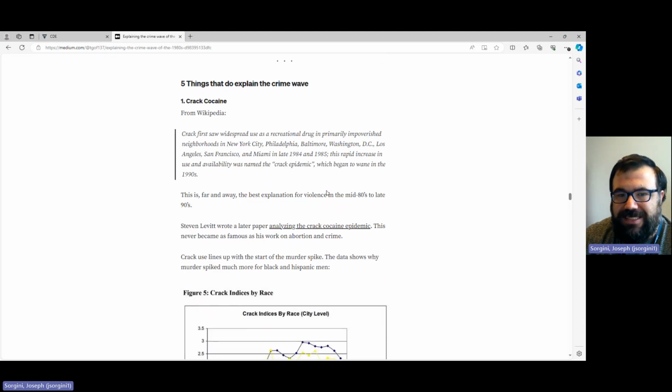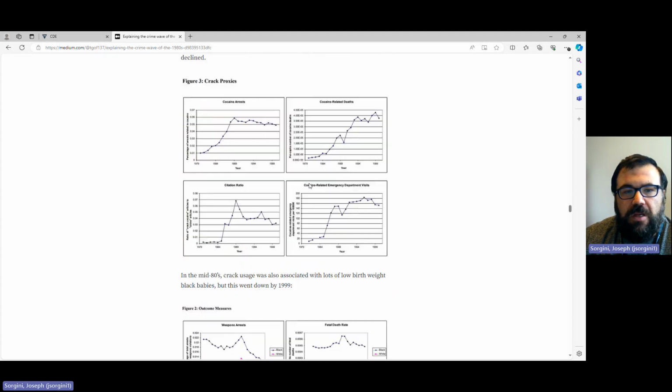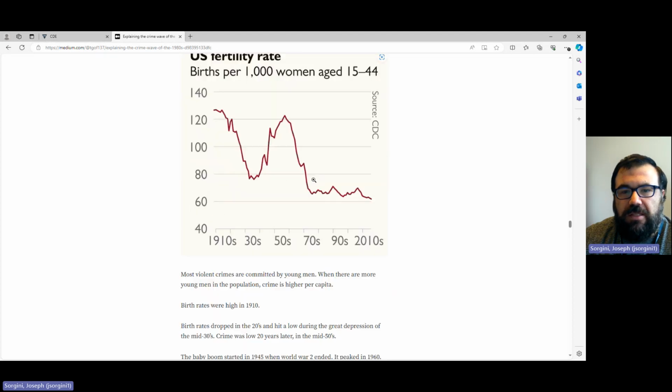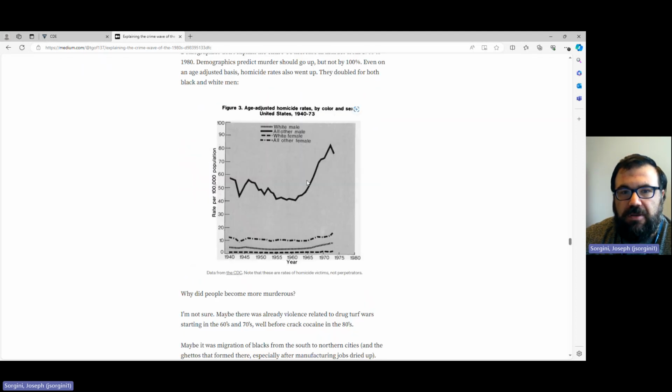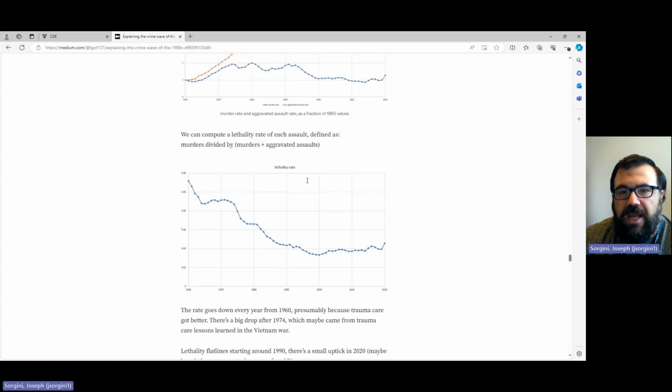So in the mid to late 1990s, we really say crack cocaine drove the increase in crime waves. You see crack indices by race showed it was dramatically impacting different groups. And then also the baby boom, we have more people. So when we have more people, they were likely going to be the individuals getting involved in crimes, because obviously there's just more people in the population, and our birth rate has continued to trend down. And there's also reduced lethality, believe it or not, even with greater access to weapons.